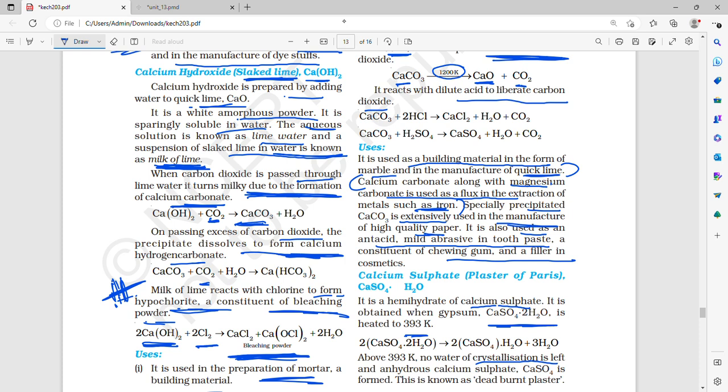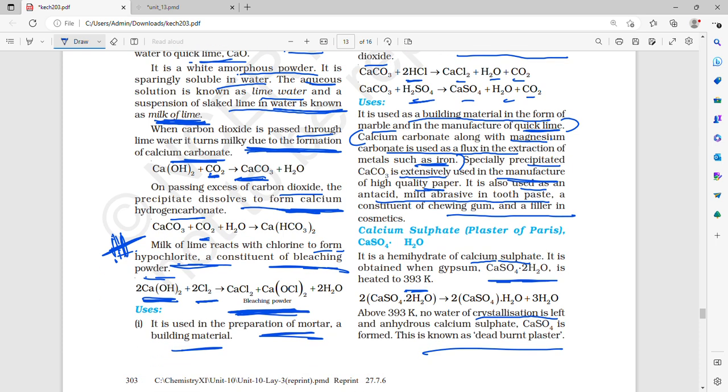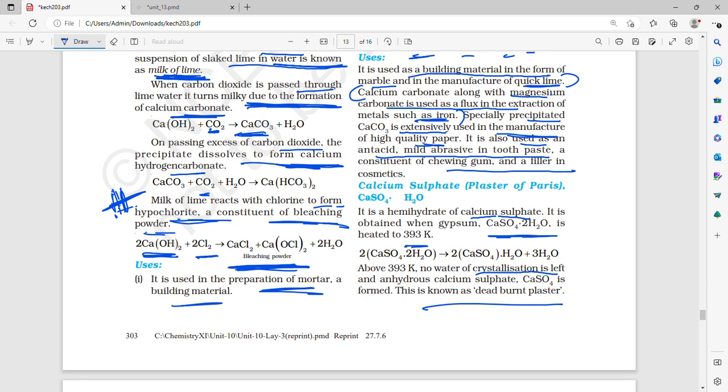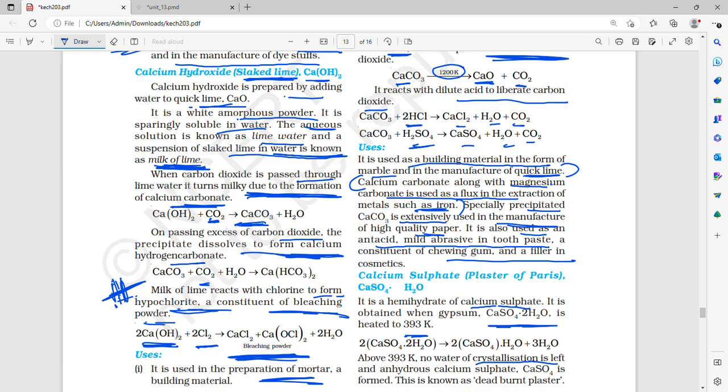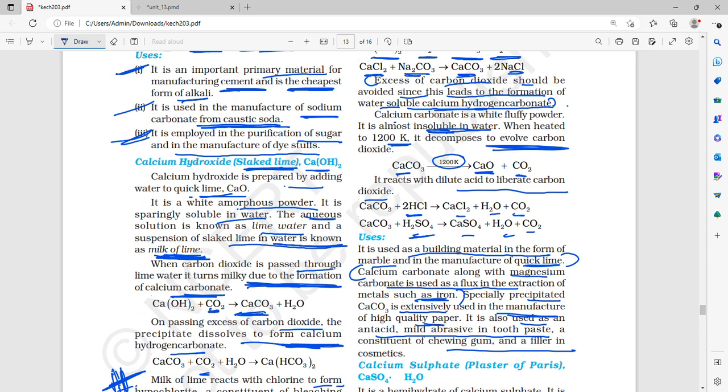It reacts with dilute acids like HCl and H2SO4 to form carbon dioxide, water, and a salt, calcium chloride or calcium sulfate. It is used as a building material in the form of marble and in the manufacture of quicklime, calcium oxide. Along with magnesium carbonate, it is used as a flux in the extraction of metals such as iron. Precipitated calcium carbonate is extensively used in the manufacture of high quality paper, as an antacid, mild abrasive in toothpaste, constituent of chewing gum, and filler in cosmetics.